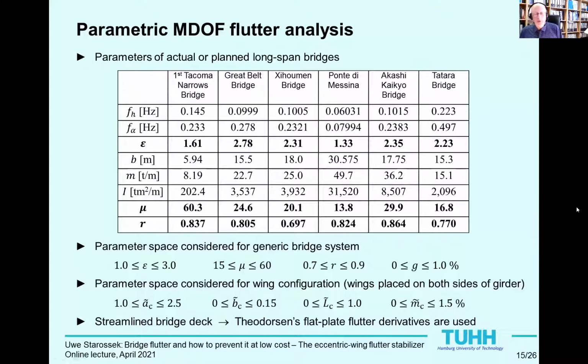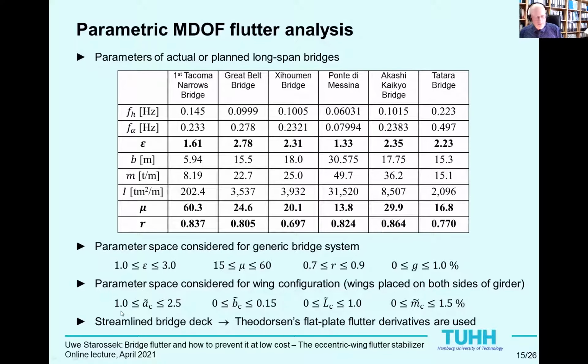A number of actual or planned long-span bridges were considered, and their respective parameters, epsilon, mu, and r, here highlighted in bold, were established. On this basis, the parameter space for the bridge systems to be studied was chosen. The parameter space for the wing configuration was chosen on the basis of previous studies of the flutter suppression effectiveness and the mass of the wings. The relative wing eccentricity A_C tilde, for instance, was varied between 1 and 2.5.